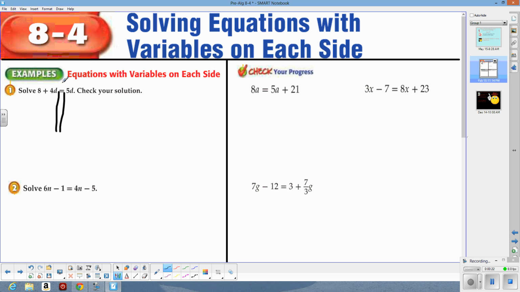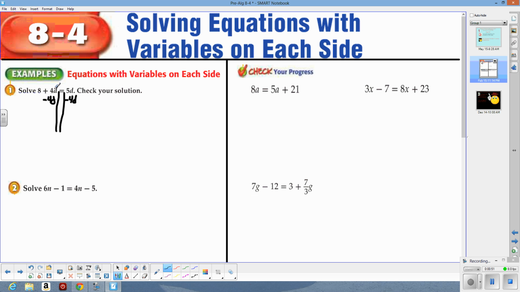Whenever you see a variable on opposite sides of the equal sign, a little alarm in your head should go off and say, I need to get rid of one of those. So I'm going to get rid of the 4d by subtracting 4d from both sides. The reason why I'm subtracting 4d is because I want to end up with 0 d's on the left.